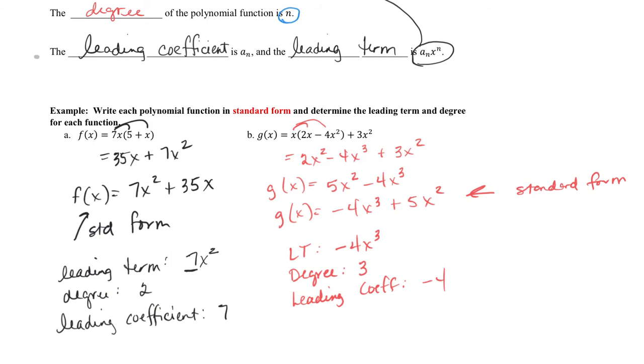Okay, so you're back. So for your answer for standard form, once we distributed the x and then combined like terms, you should have found that g of x is equal to negative 4x cubed plus 5x squared. Make sure that the negative 4x cubed is first, because we always write the highest degree first. Leading term, of course, is negative 4x cubed. The degree is 3, it's the third degree polynomial, and then the leading coefficient is negative 4.